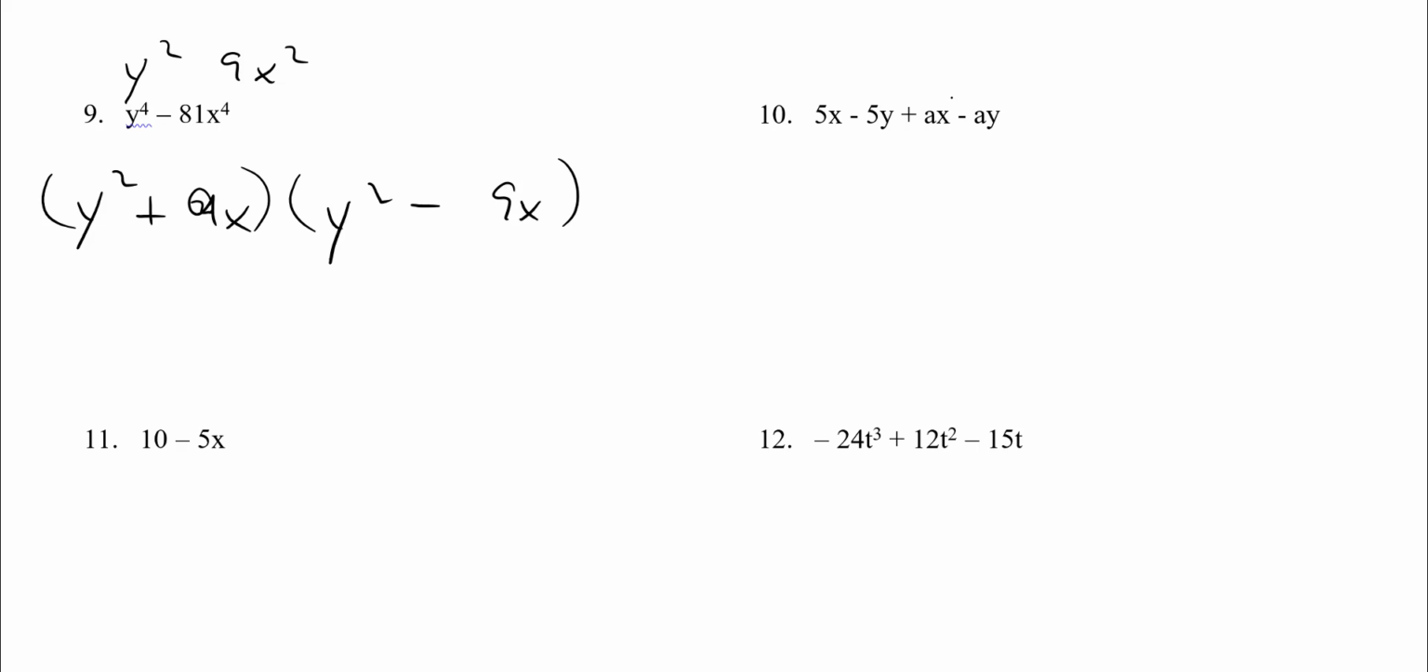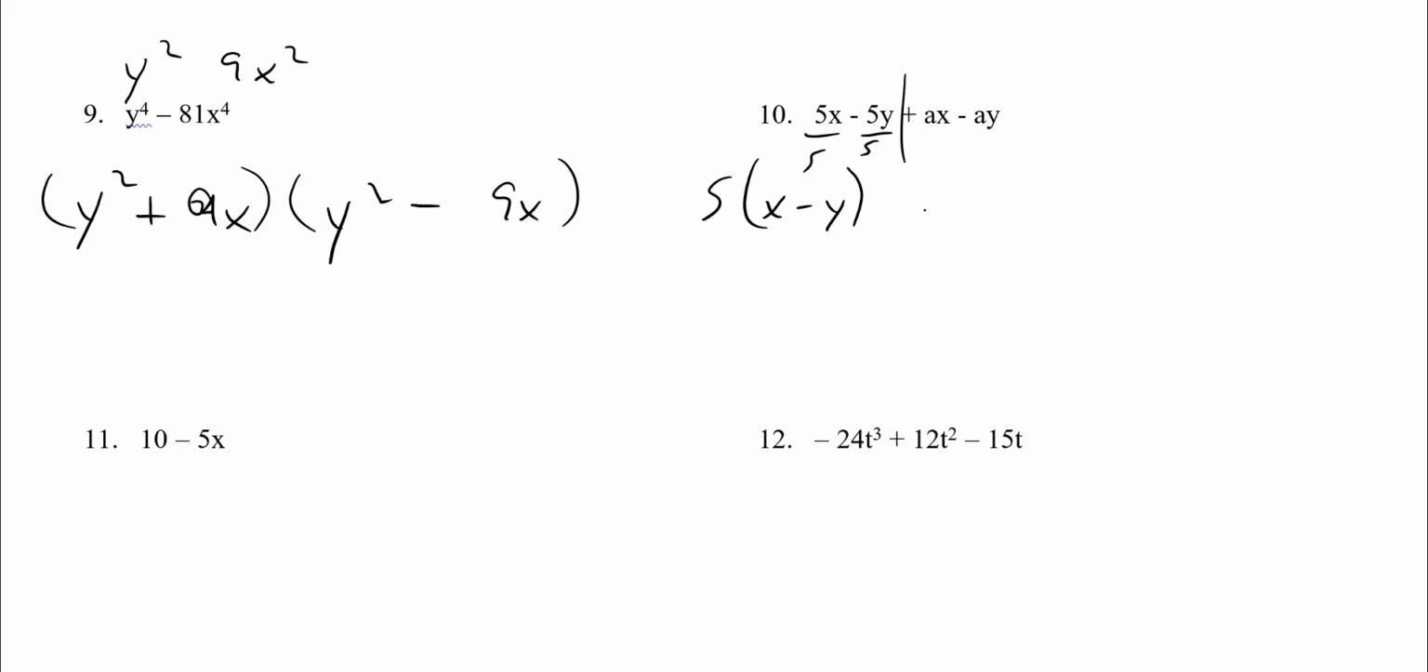Okay, this next one's a grouping problem. I can tell that because it's got 4 terms. Got to know how to do grouping. So I see there's a common 5 for the first part and a common a for the second part. So I'm going to factor out a 5 out of the first one. So it's x minus y.